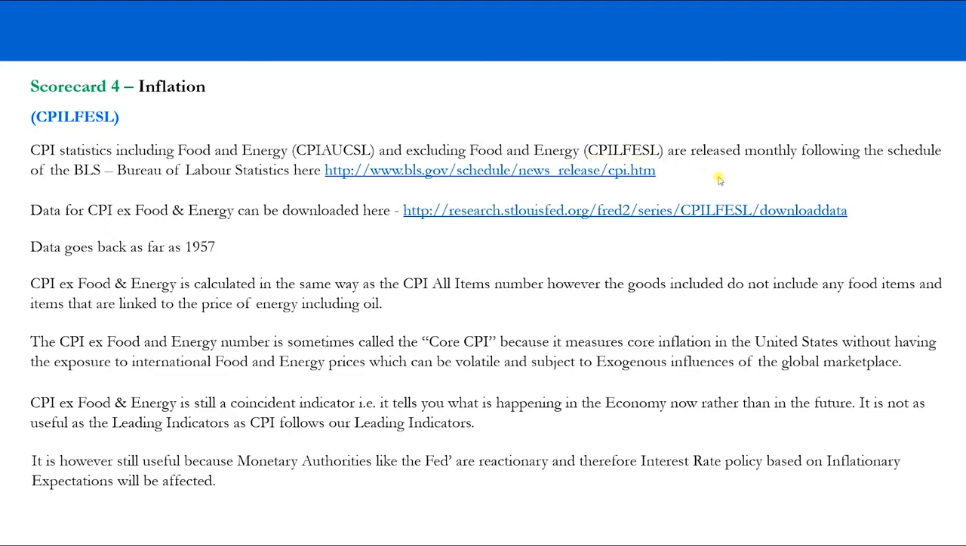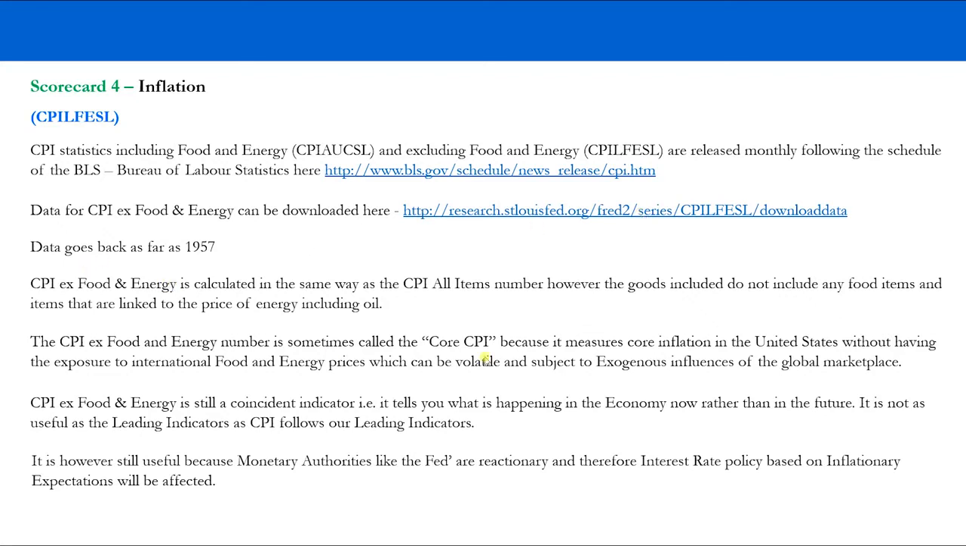Now these numbers are actually released together on a monthly basis and they follow the same schedule. So following the schedule of the BLS, the Bureau of Labour Statistics, you can go into the BLS website and check the schedule so you know exactly when they're released every month. The data for CPI X food and energy can be downloaded at the following link here. We'll be going into the link a little bit later when we go over to the spreadsheet.